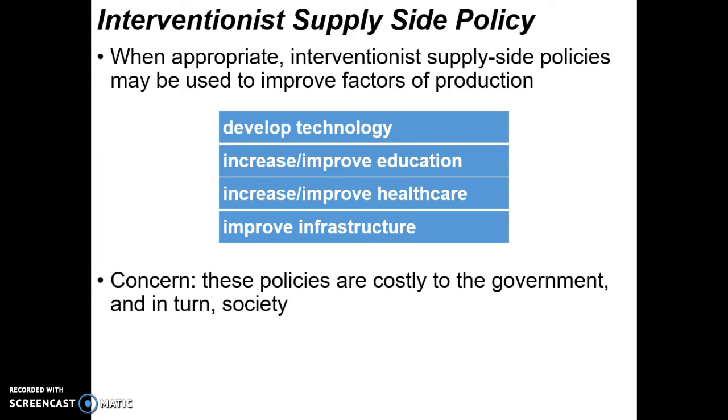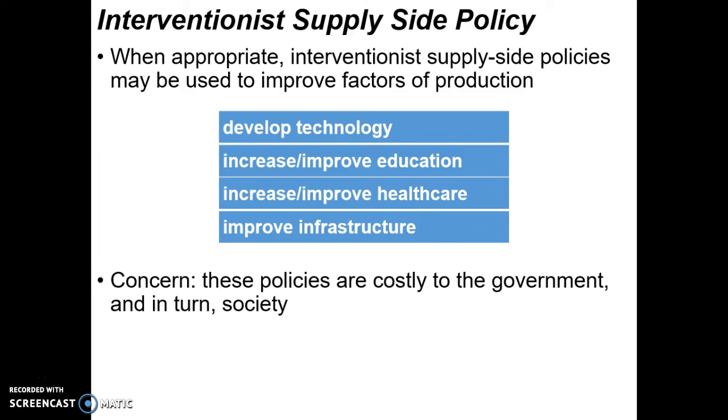The problem is that these policies are all costly to the government, meaning that if the government spends money on, for example, education, now they can't spend on military or provide money to other projects that would be considered worthwhile. And when the government pays the price, it's all of society paying a price. So interventionist supply-side policies bear this problem of cost.